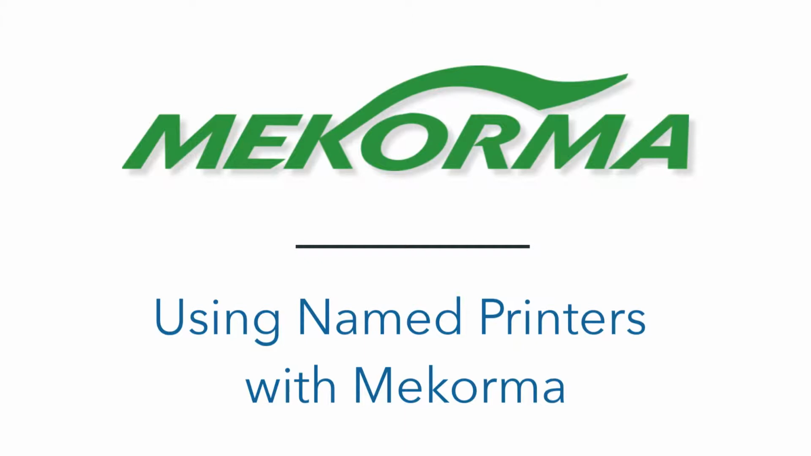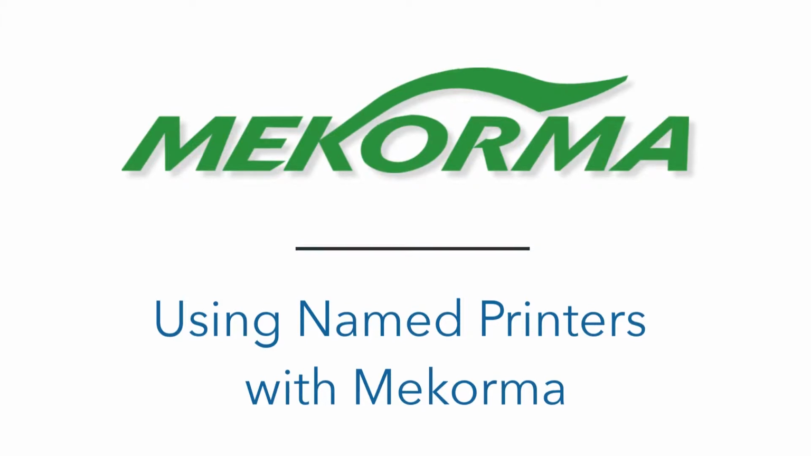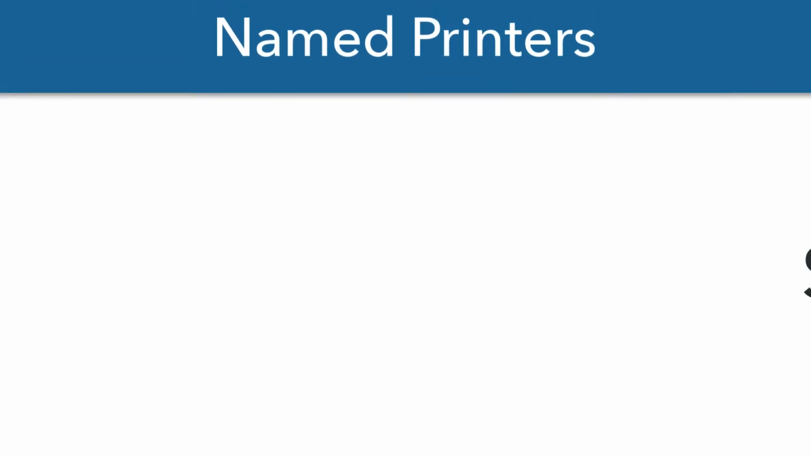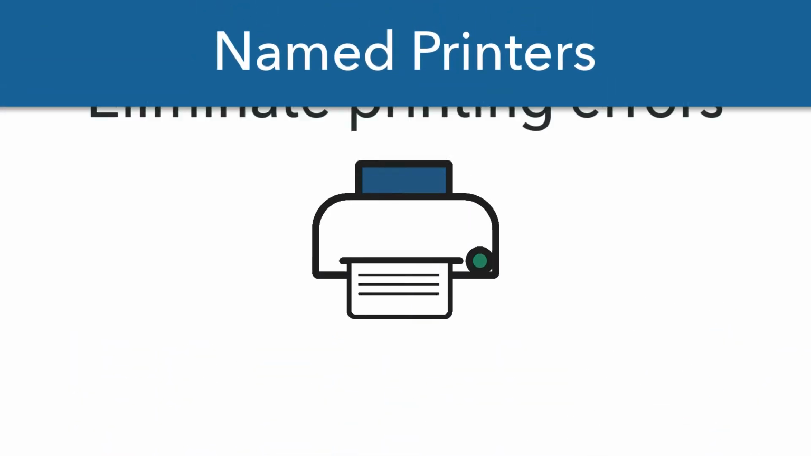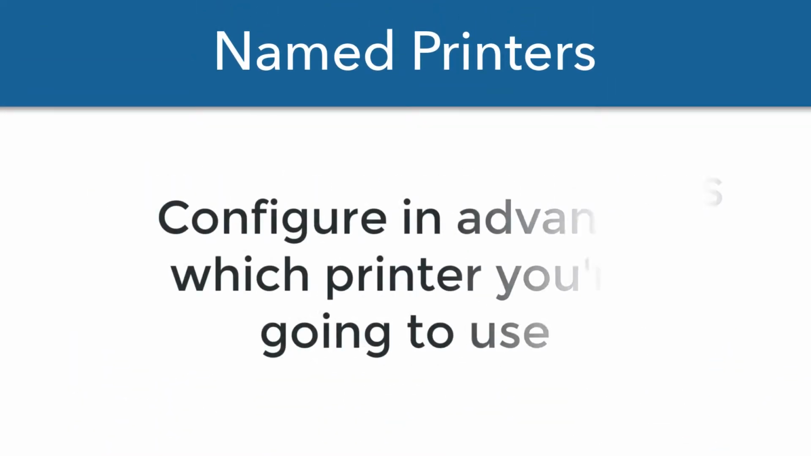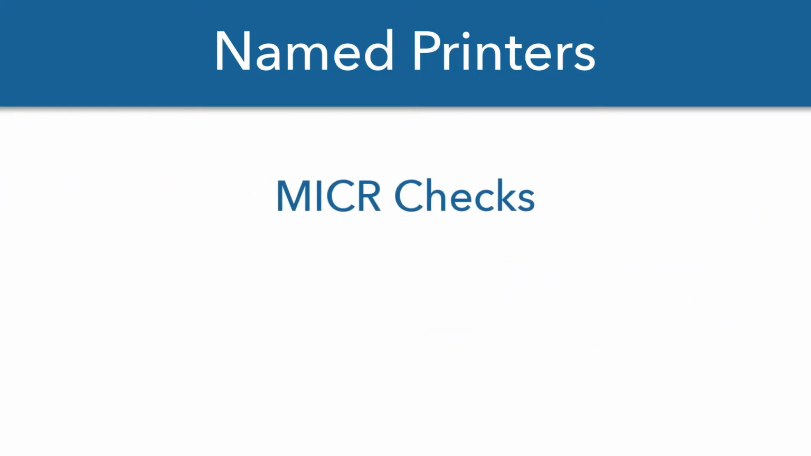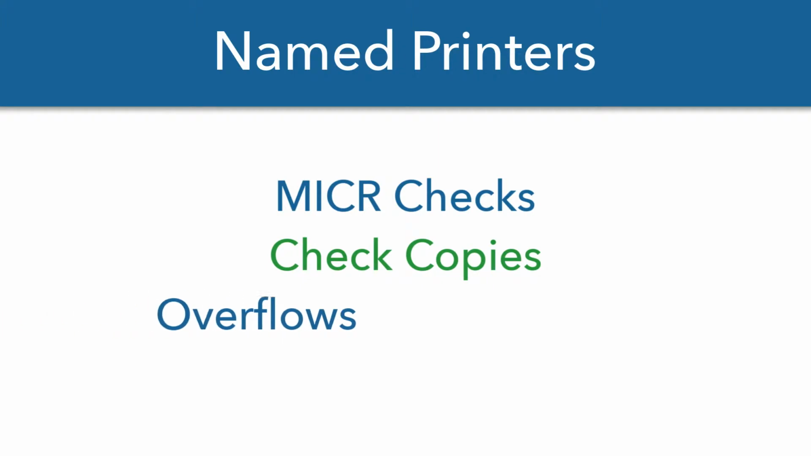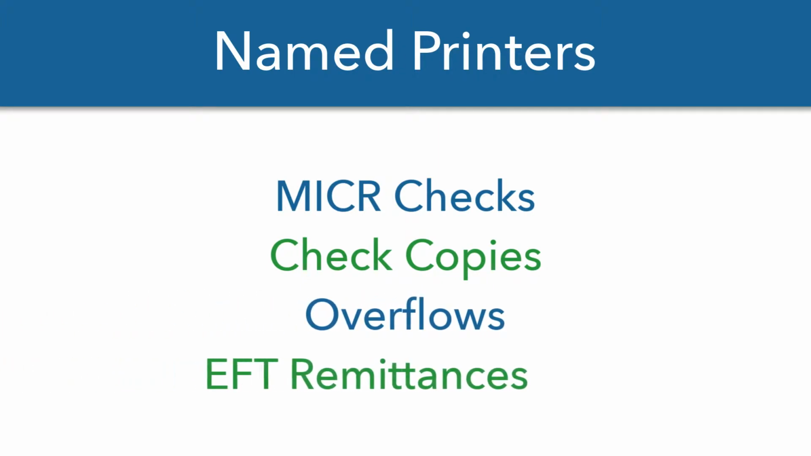In this video, I'd like to show you how Dynamics GP's Named Printers feature works in conjunction with Mekorma check printing. Named printers can save you time and eliminate printing errors by allowing you to configure in advance which printer you're going to use to print your MICR checks, check copies, overflows, and EFT remittances.